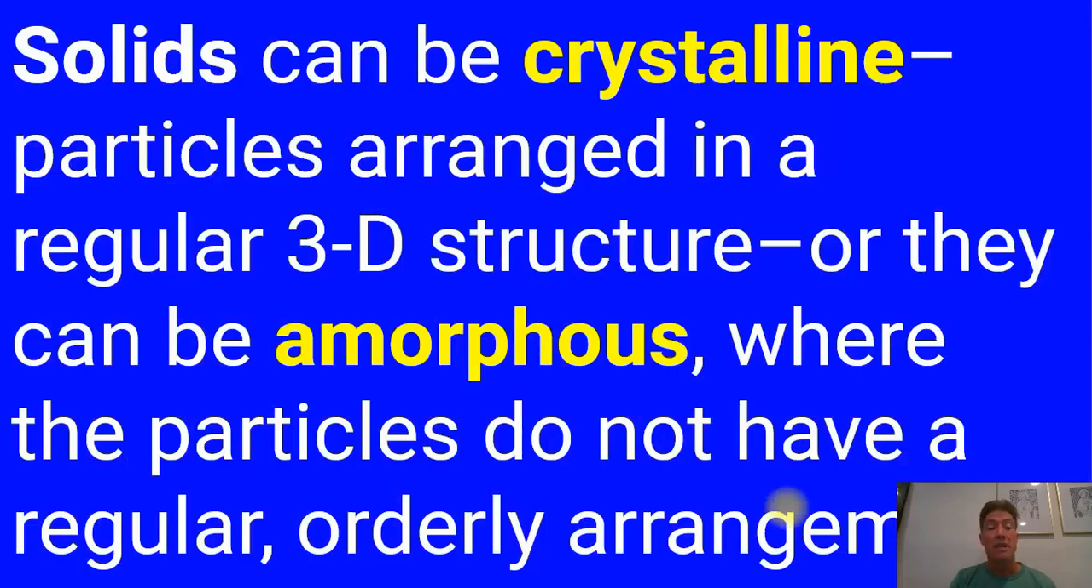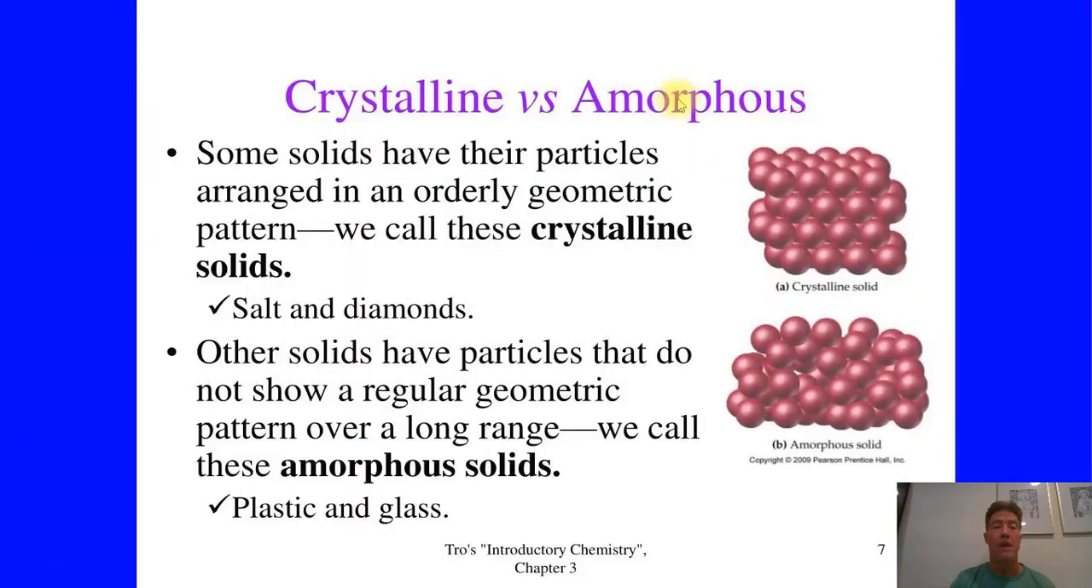Solids can be crystalline, that is arranged in a regular repeating three-dimensional structure, or they can be amorphous, which just means without a repeating shape. So they don't have a regular repeating orderly arrangement. An example would be rubber tires, or plastic, or glass. Those would be examples of amorphous structures. But crystalline structures would be something like salt or sugar. Okay, so yeah, salt, diamonds, these are crystalline solids.